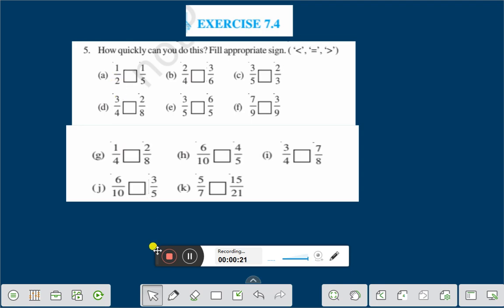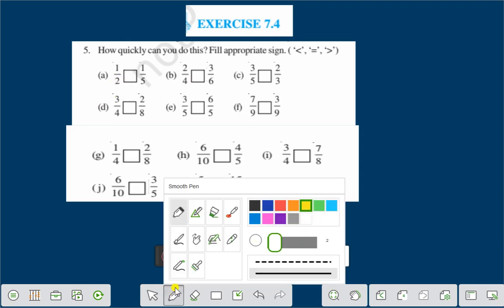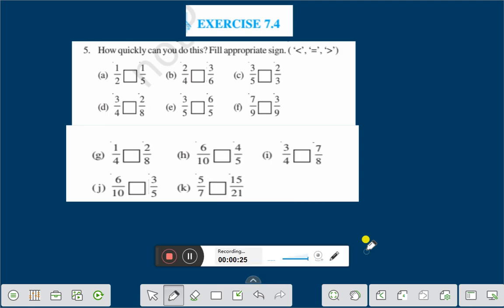Here you see, if we take 1 by 2 and 1 by 5, the numerator is the same. If the numerator is the same, the fraction whose denominator is less will be greater. That is, 2 is less than 5, therefore 1 by 2 is greater than 1 by 5. Or if we make a figure, you can also find out that 1 by 2 is greater than 1 by 5. Let us make a figure.